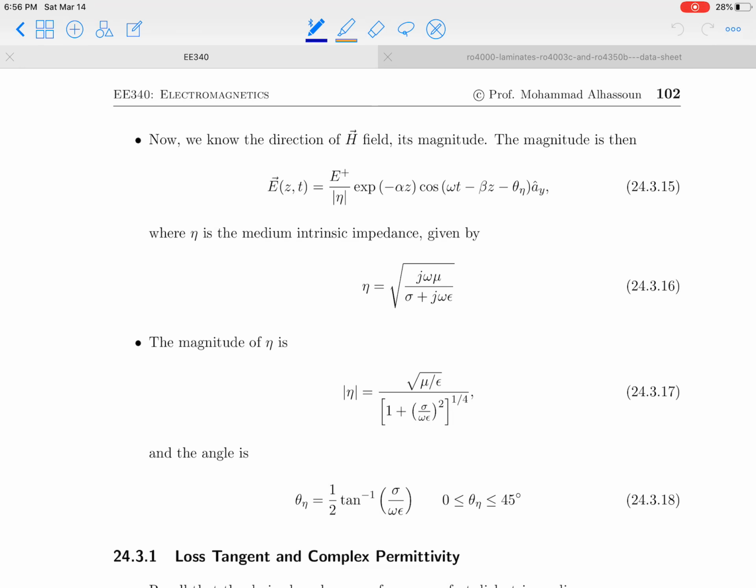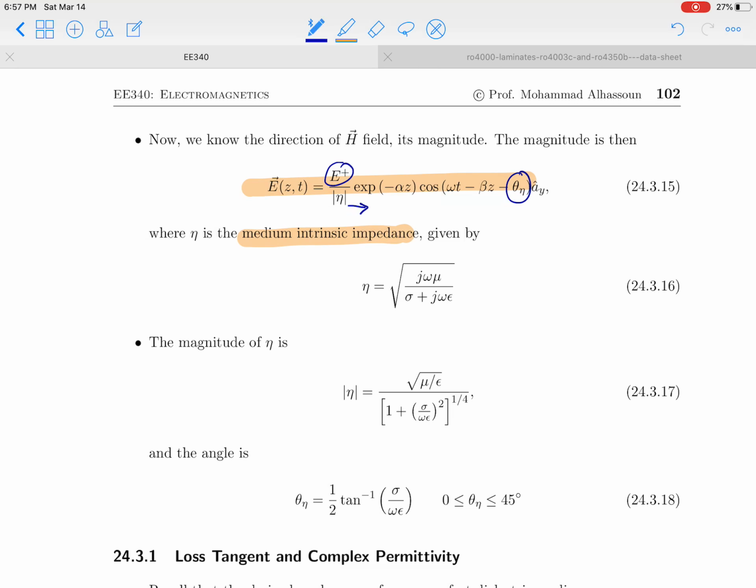Now we know the direction of the H field, so the magnitude of the H field can be found using the following relation. The final expression for the magnetic field is: the magnitude will be the magnitude of the electric field divided by the absolute value of eta, and the phase should be changed by theta eta.